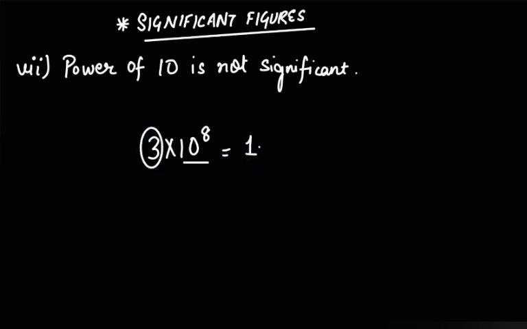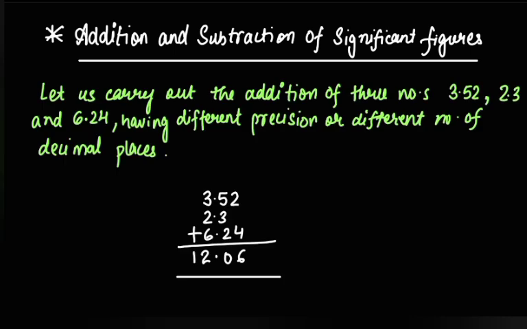Now our next topic is addition and subtraction of significant figures. Let us carry out the addition of three numbers, 3.52, 2.3 and 6.24, having different precision or different numbers of decimal places. After the addition of these three numbers, the result has two decimal places, but the answer has to be reported only up to one decimal place. Therefore, the answer would be 12.0.